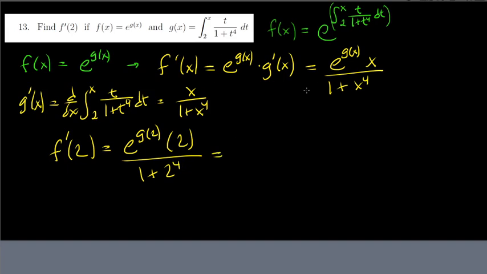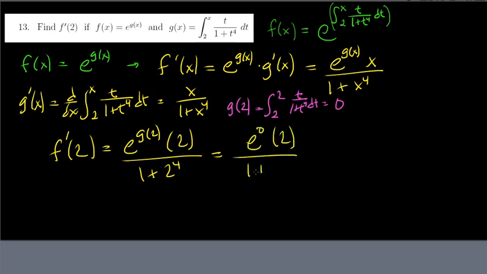Okay, and what's g of 2? G of 2 is the definite integral from 2 to 2, and you know what that is, right? That's just 0. Okay, so e to the 0 times 2 over 1 plus 16. E to the 0 is 1, so 2 over 17.